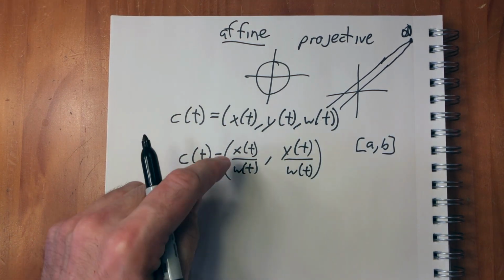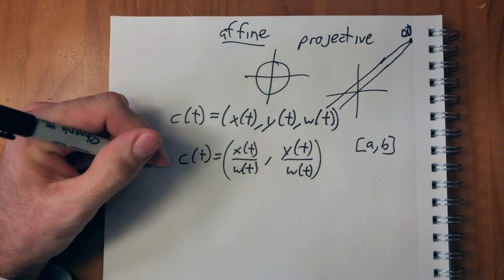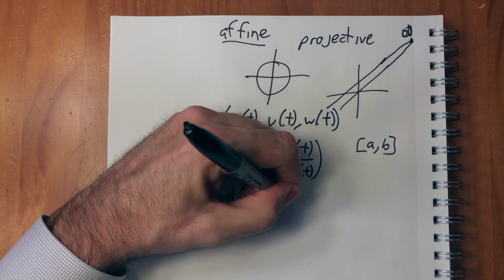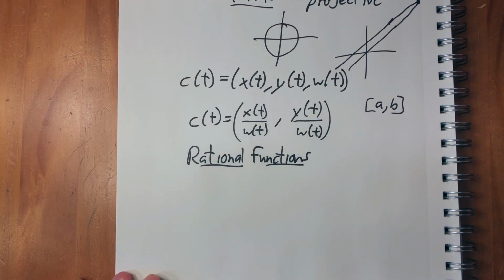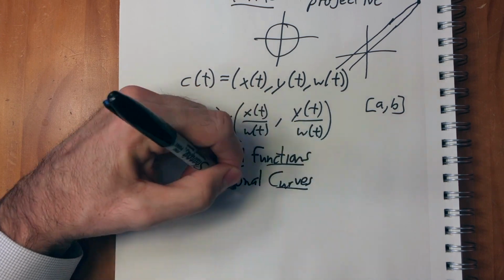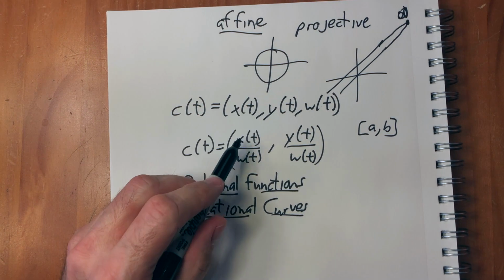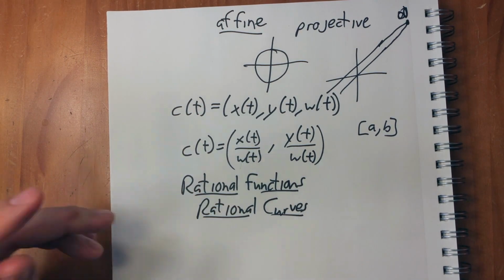So what do we have here? These are quotients of polynomials. This is a polynomial, and this is a polynomial. These are called rational functions. And curves that can be expressed with rational functions are called rational curves. So it turns out we can, in fact, parameterize a circle using fractions of two polynomials.